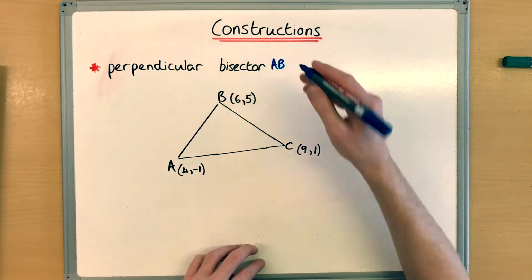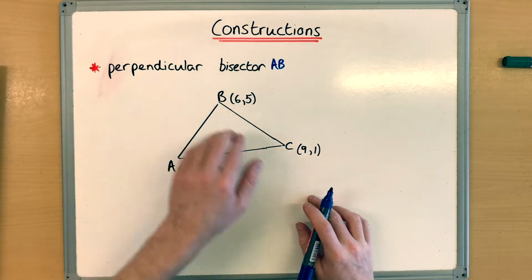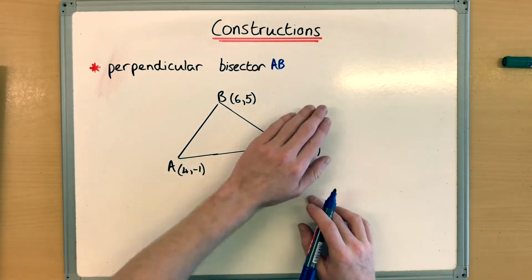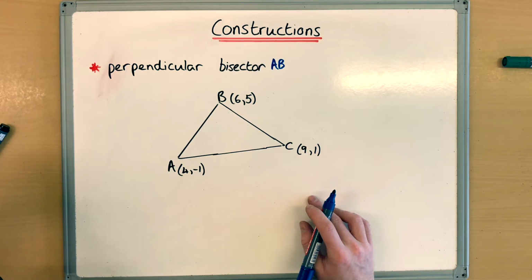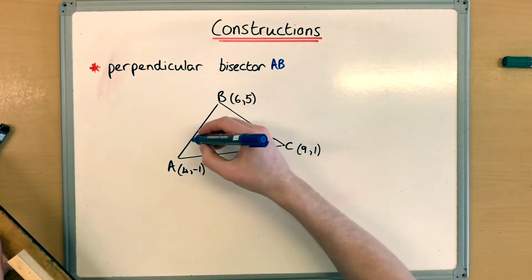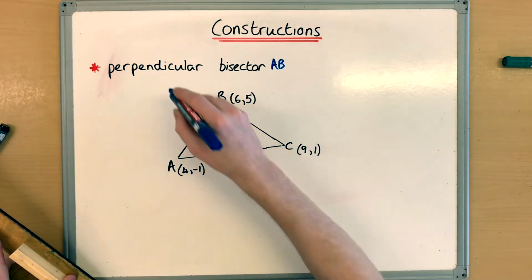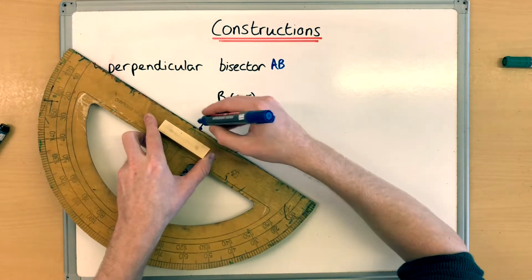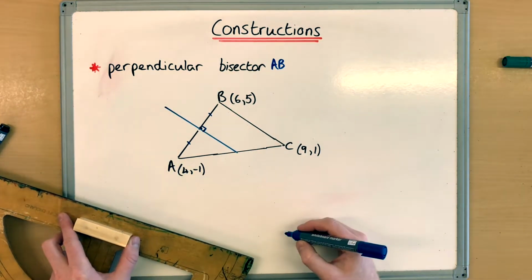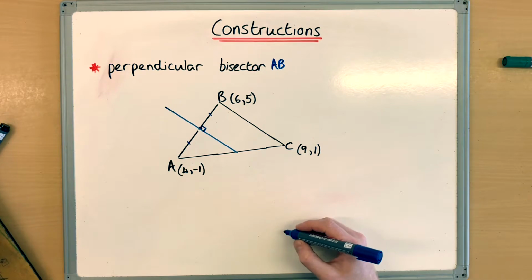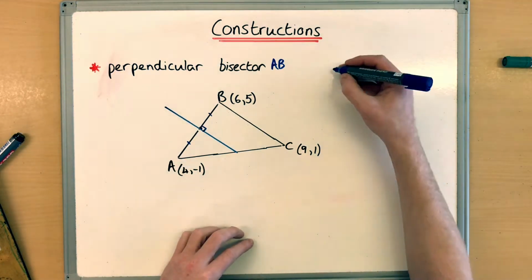Now, when we make this, actually, you don't need a triangle for perpendicular bisector. It's actually going to have nothing to do with C. It's only going to have everything to do with the line AB. So the perpendicular bisector of AB, bisector is going to cut it in 2. So it's going to go through the middle of AB and it's going to meet it at 90 degrees. So that's the perpendicular bisector of AB. So first thing I'm going to need to do is find the midpoint, the middle of the line AB.